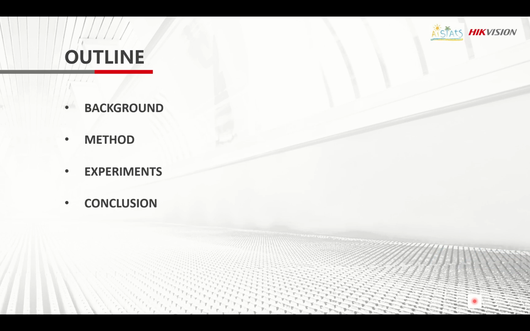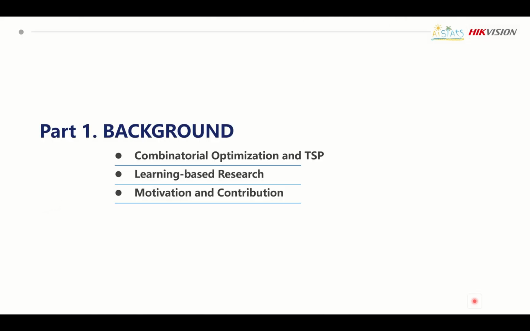This presentation is mainly divided into four parts. First, let's begin with the background of our paper. In this part, we are going to review the combinatorial problem and the traveling salesman problem. Then we move on to the learning-based methods with a short review and summary. Finally, we are going to show some motivations and contributions of our work.